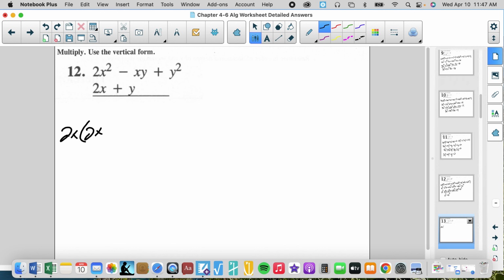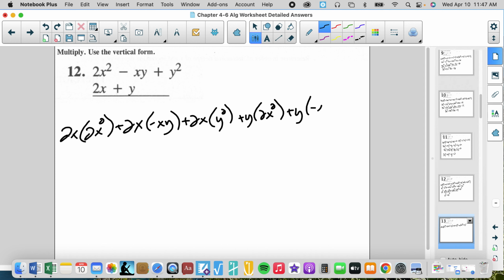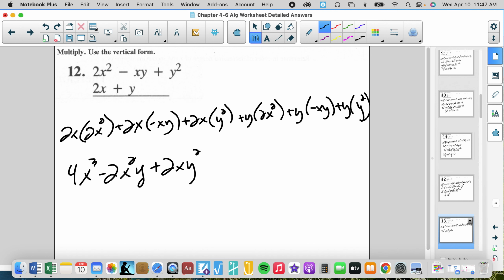2x times 2x squared plus 2x times negative xy plus 2x times y squared plus y times 2x squared plus y times negative xy plus y times y squared. 4x to the third minus 2x squared y plus 2xy squared plus 2x squared y minus xy squared plus y cubed.